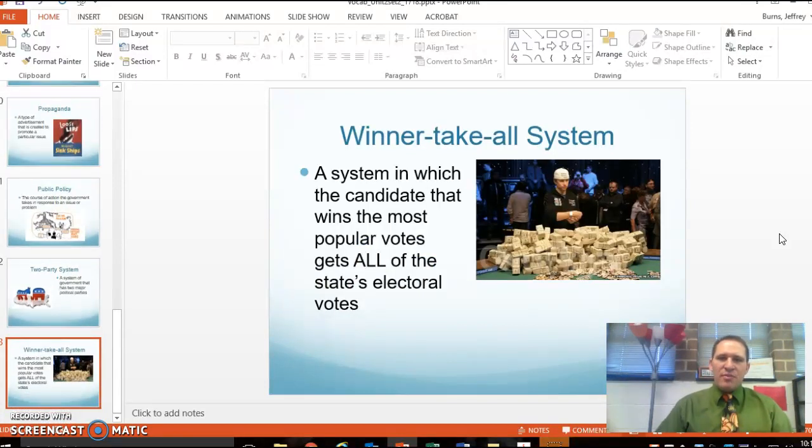All right, and then we have the winner-take-all system, and we talked about this a little bit earlier with the popular vote. A candidate that wins the most popular votes in that state gets all the electoral votes in the presidential election. The goal is to win 270. If you get to 270, you become president. If you don't get to 270, you don't. If none of the candidates gets to 270, whether a third party wins or we get 269 and 269, then it goes into the House of Representatives for a vote. This is winner-take-all, just like the guy here who wins the World Series of Poker tournament.